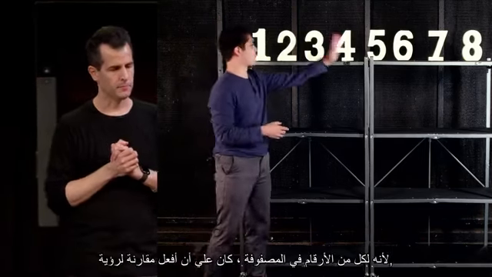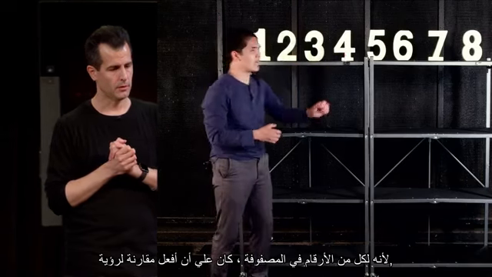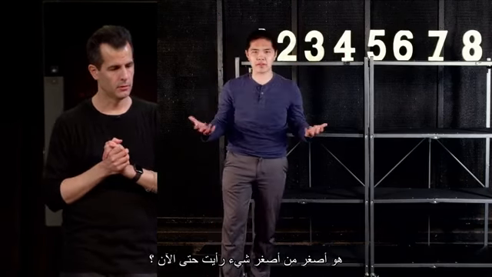Yeah, because for each of the numbers in the array, I had to do a comparison to see, is it smaller than the smallest thing that I've seen so far?